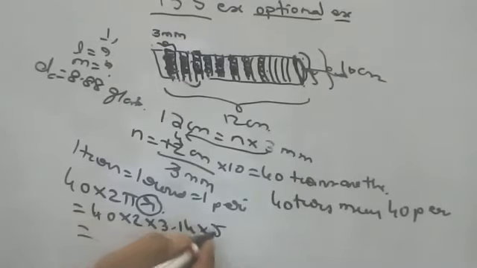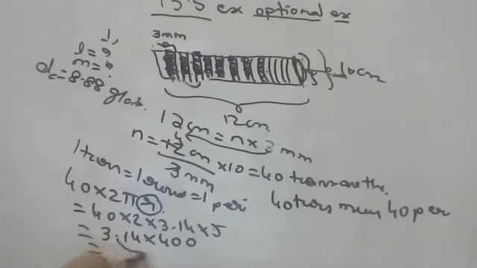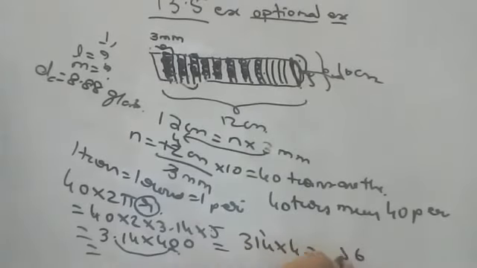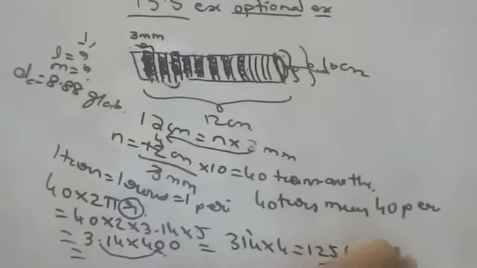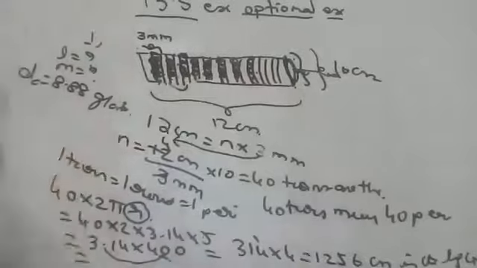So see here, 5 2s are 10. 10 10s are 100. 400. 3.14 into 400. Okay, so this point and the zeros will go away. So final answer: 314 into 4, that is 1256 centimeters, which is the length of the wire wound around it.